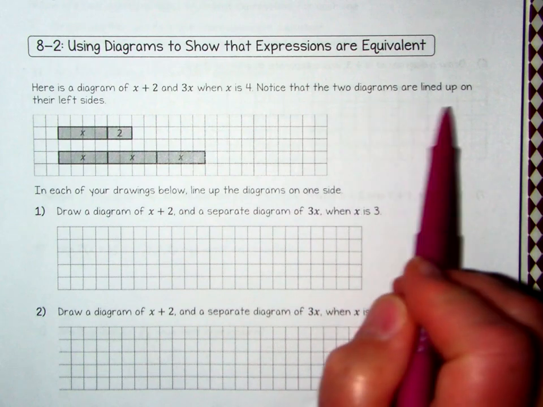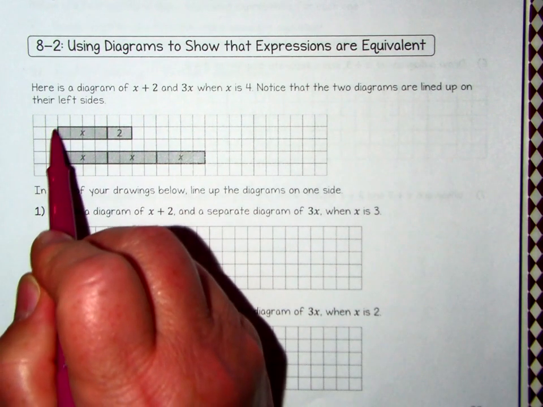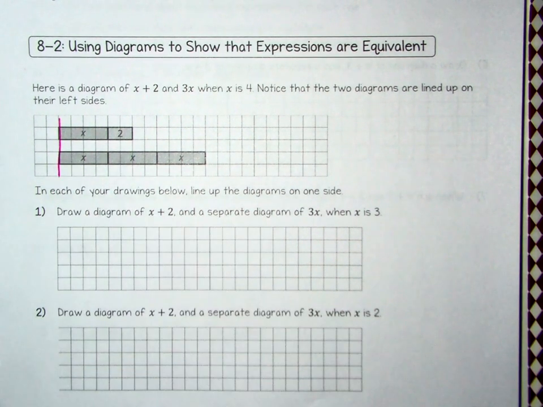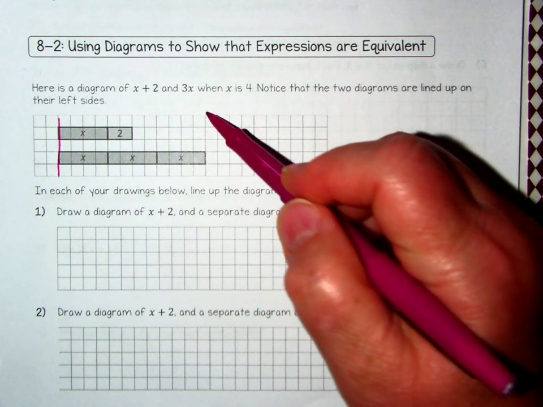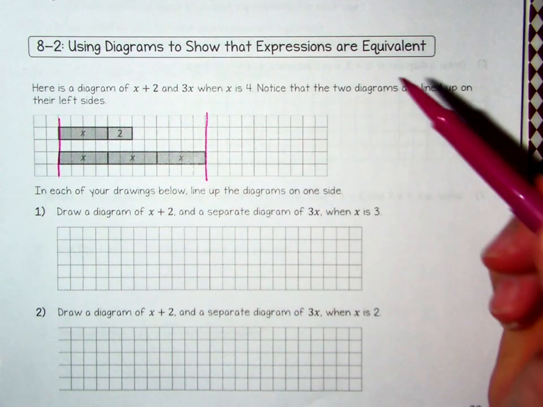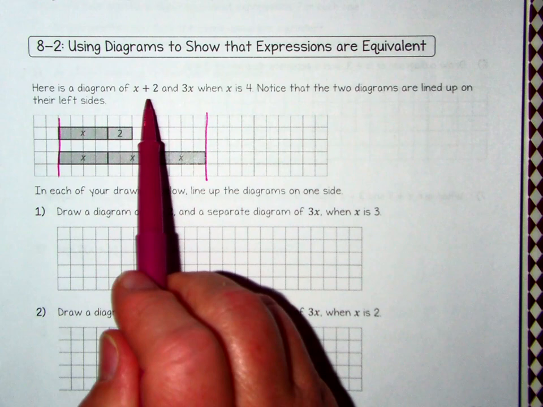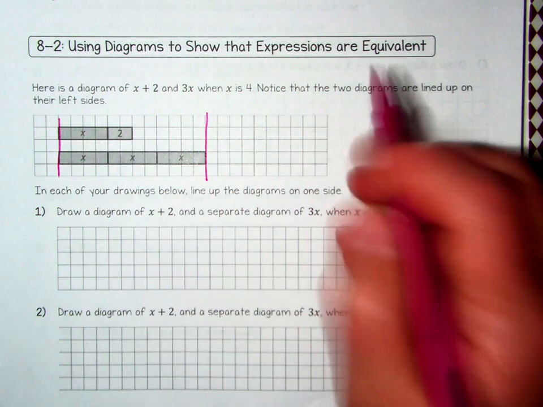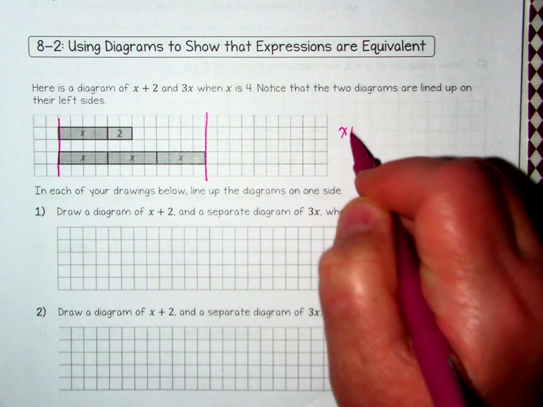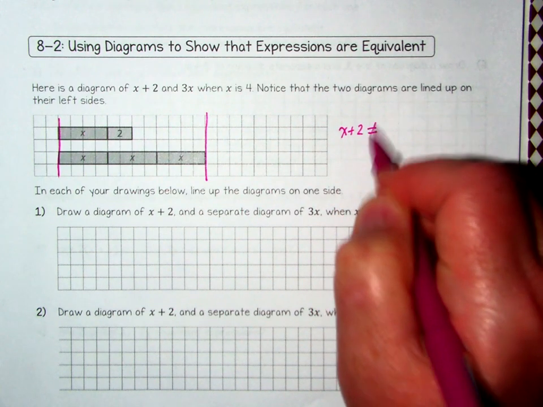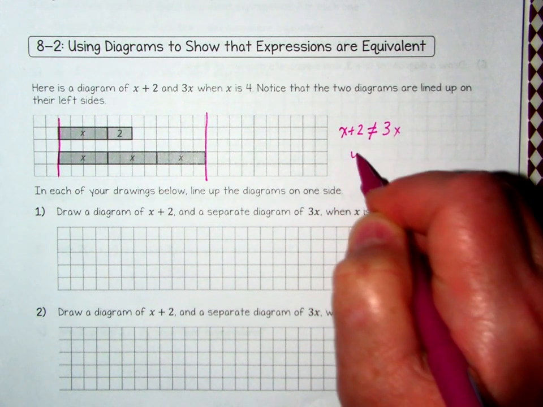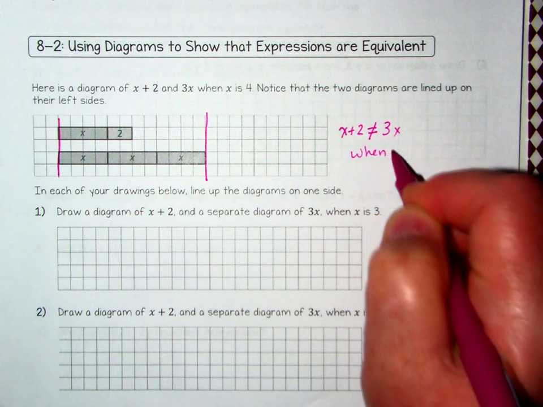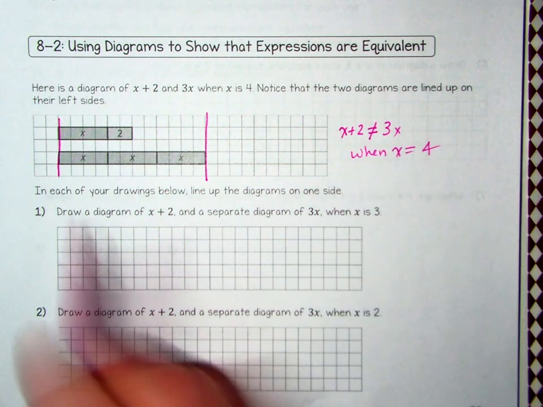Notice that the two diagrams are lined up on their left side, but what we notice is they are not lined up on the right. So x plus 2 and 3x are not equal when x is equal to 4. Okay.